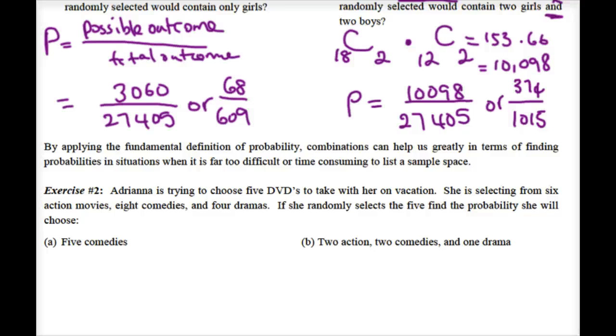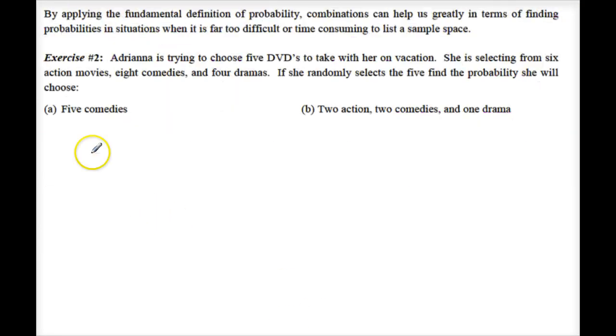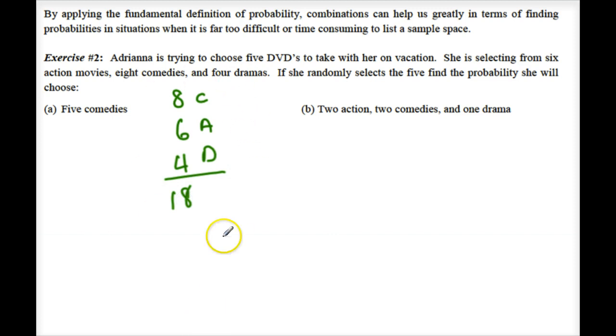So again, when you think of probability, you want to think of total outcome. So let's see. She has 8 comedies, I think I missed 6 action, and then she has 4 drama. So in total here, there are 18. So there are 18 DVDs that she needs to choose from. She's trying to carry 5 DVDs on her vacation. So the probability: there are 18 DVDs and her choosing 5.